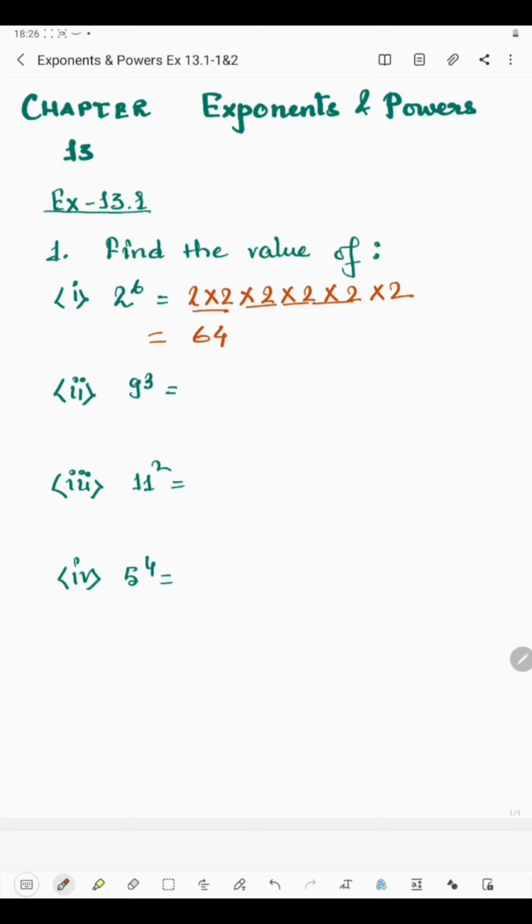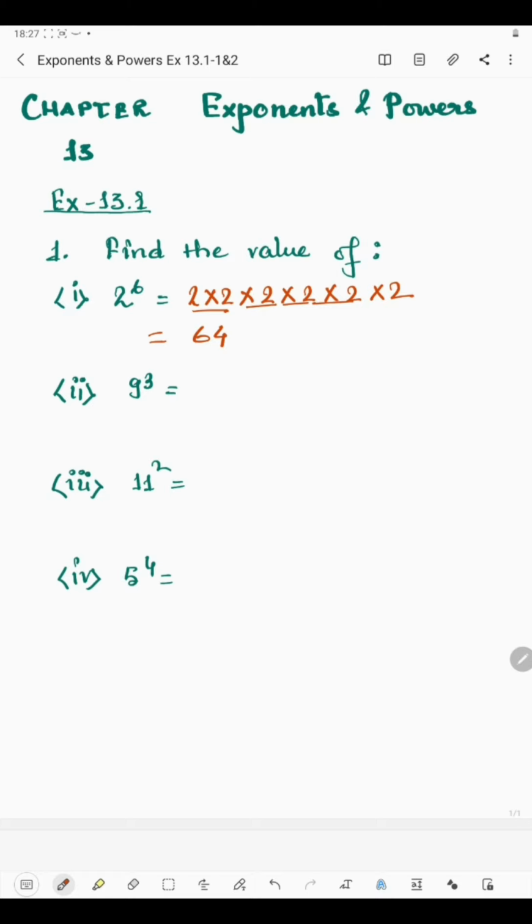Whenever it is given in exponential form, we will have to expand it according to the power. Since the power is 6 here, we have written 2 six times. This is the expanded form: 2 into 2 into 2 into 2 into 2 into 2. Now when you multiply this, you will get the value of the exponential form.